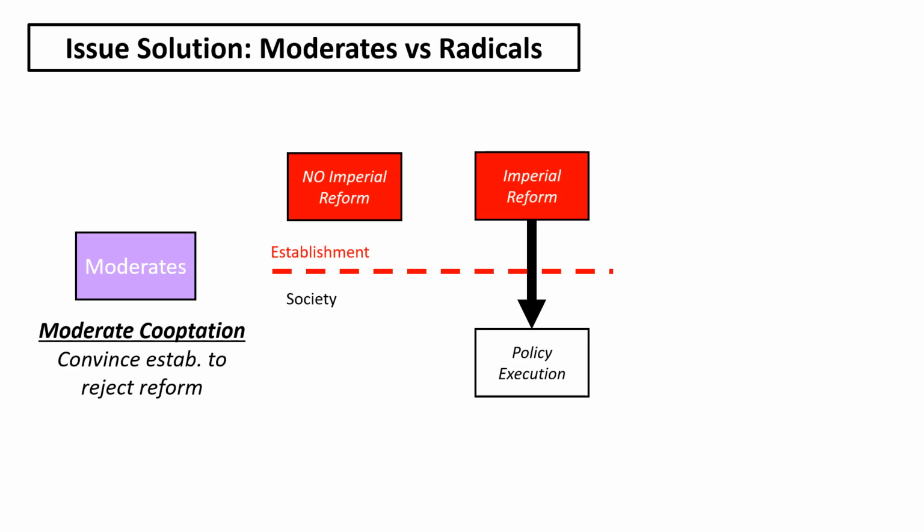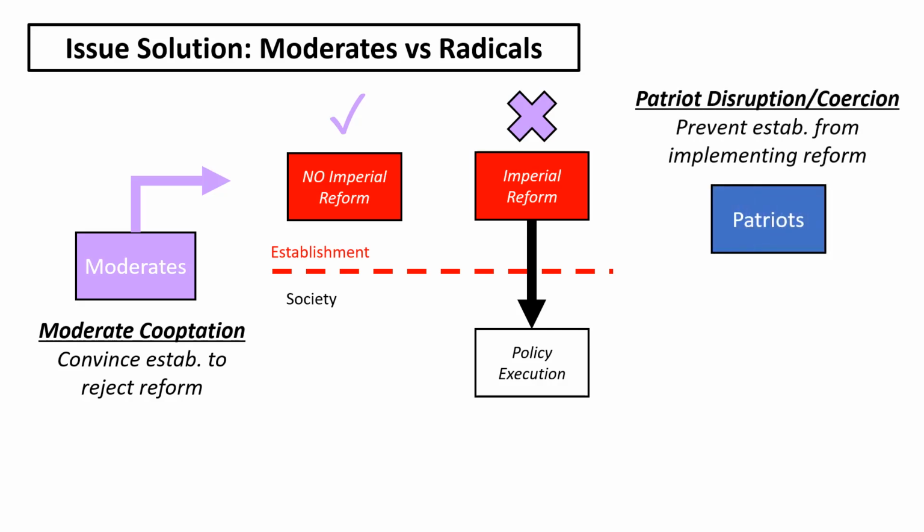Specifically, moderates believed they could convince the establishment to respect Lockean rights. They planned to do this with a strategy of cooptation. Moderates would take the movement's power and use it as political capital within the establishment, attracting new friends, reinforcing existing allies, and dishing out rewards and punishments based on faithfulness to Locke. Ultimately, moderates hoped to create a political environment where the only establishment members who could succeed would be those who rejected imperial reform.